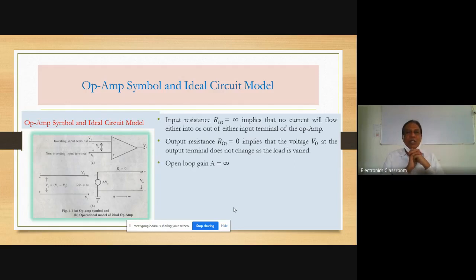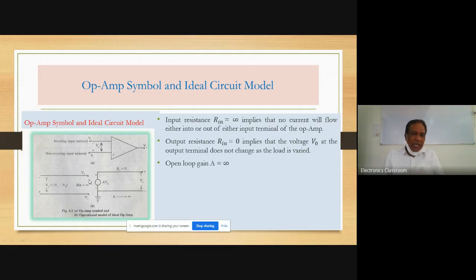What is input resistance? Rin equal to infinite. These are called the assumptions. There are three assumptions related to the ideal operational amplifier or ideal circuit model. The first assumption is that the input resistance Rin of the operational amplifier is infinite. What does it mean? It implies that no current will flow through the op amp or out of the op amp.